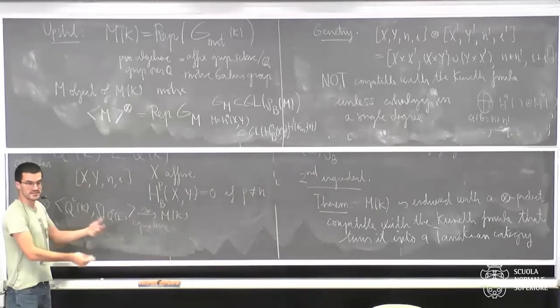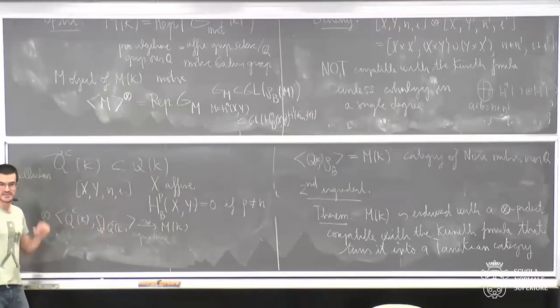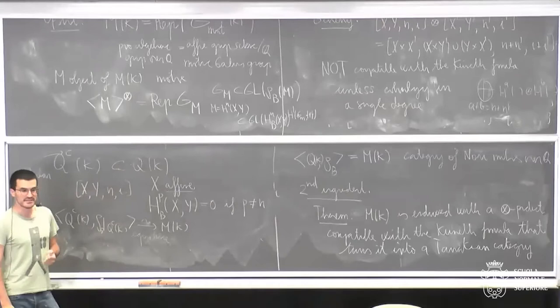Okay, so what do you need to prove this? Two ingredients. First is that you can restrict to affine varieties. This is something I already mentioned in the first lecture. This is Nori's basic lemma trick.